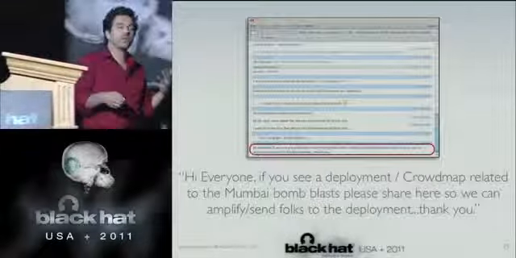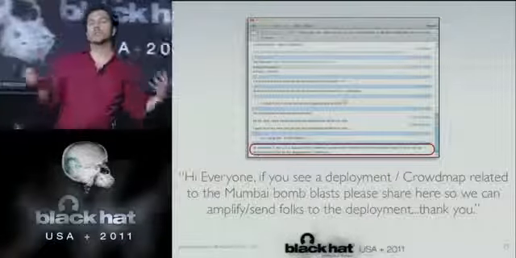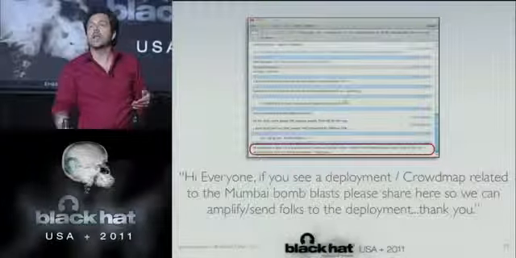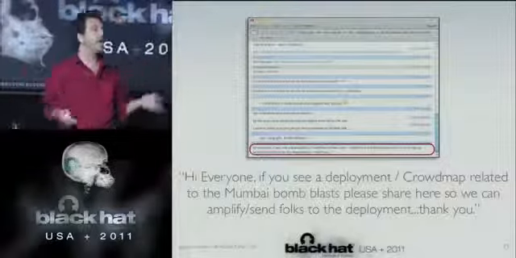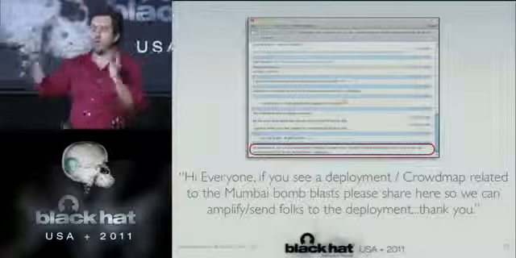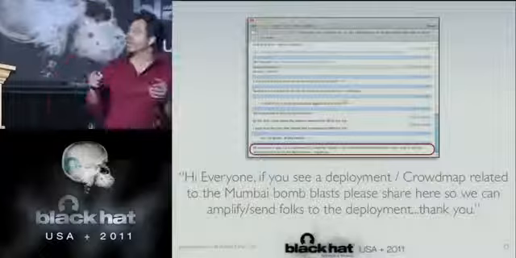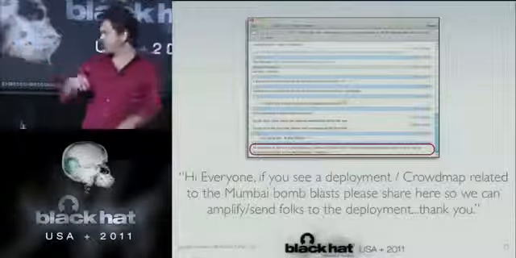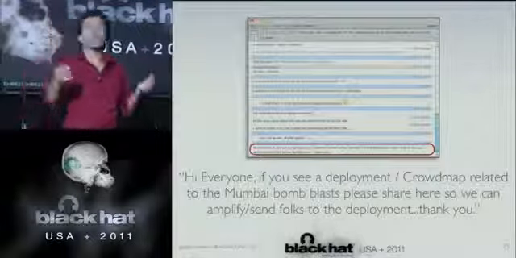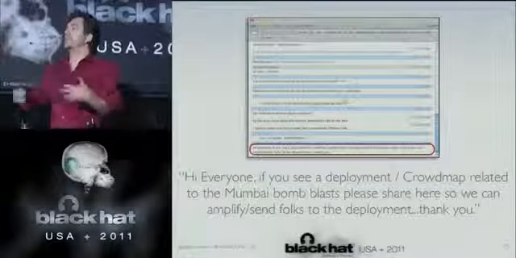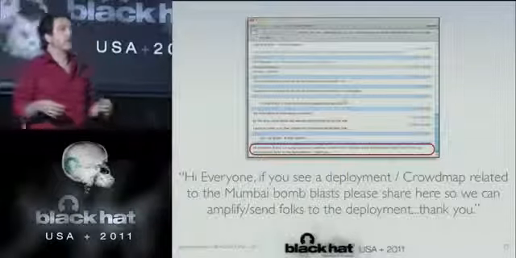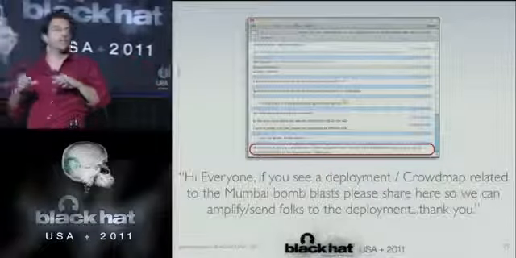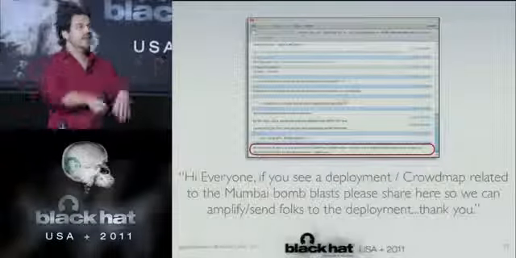The big concern, and one of the biggest concerns, is that right now there is no standard deployment process. So when you ask me how one of these things comes to be deployed, the answer is it's entirely ad hoc. This is a chat log from one of the crisis mapping groups that I work with, that took place right after the Mumbai bomb blasts a couple weeks ago, saying, hey everyone, if you see a deployment related to the Mumbai bomb blast, please share here so we can amplify it and send folks to the deployment. Thank you. So the question was not, who are these people, what are they doing, how do we know them? The question was just, is there one of these things online? Let us know so we can help it.